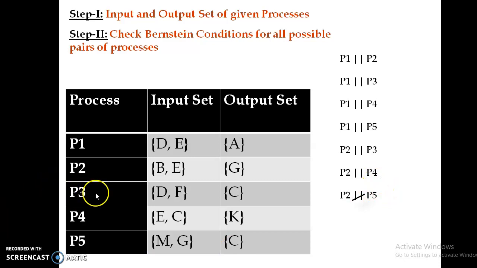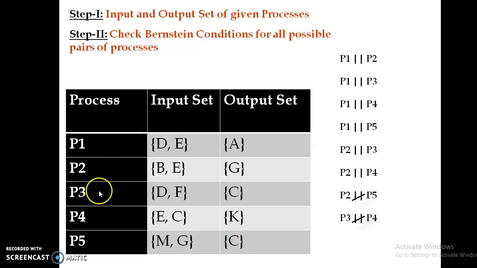Okay. Now we will see P3 with P4. Input set of P3 and output set of P4, there is no common element. Input set of P4 and output set of P3, there is a common element C. So P3 and P4 can't execute in parallel.